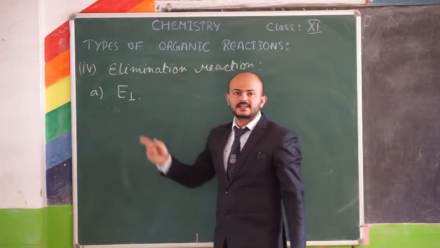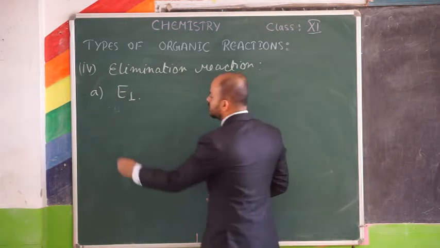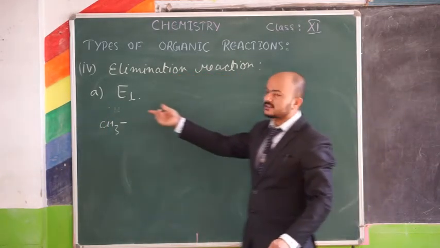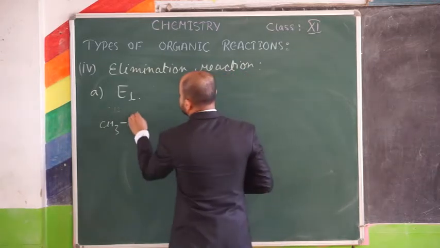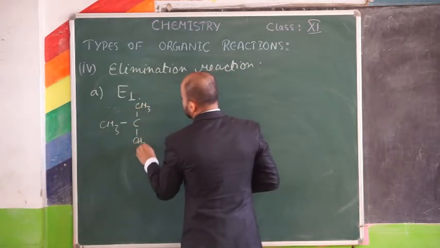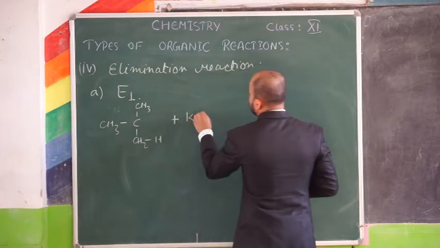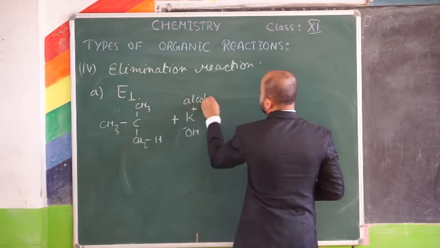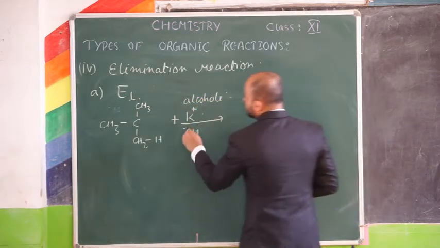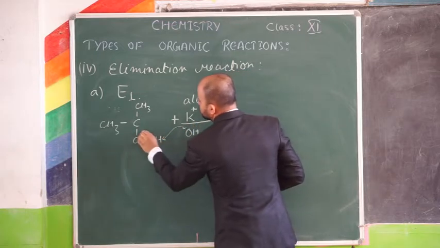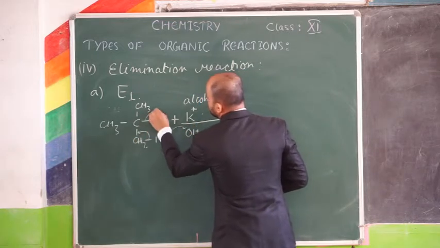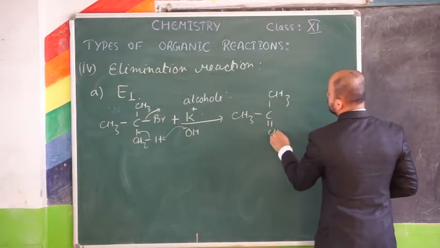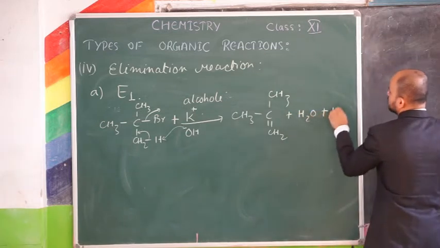Let's discuss elimination unimolecular reaction. In SN1, tertiary alkyl halide was involved. Here also tertiary alkyl halide will be involved. In fact, the equation that I wrote just now is an example of E1 reaction. Let me write it again. CH3, CH3, CH3 with H, reacting with K plus OH minus, and this has to be alcoholic. Then this will be eliminated as water, this H will go over here, and this Br will be gone. As a result, you get CH3, C, CH3, double bond, CH2, water, and KBr.